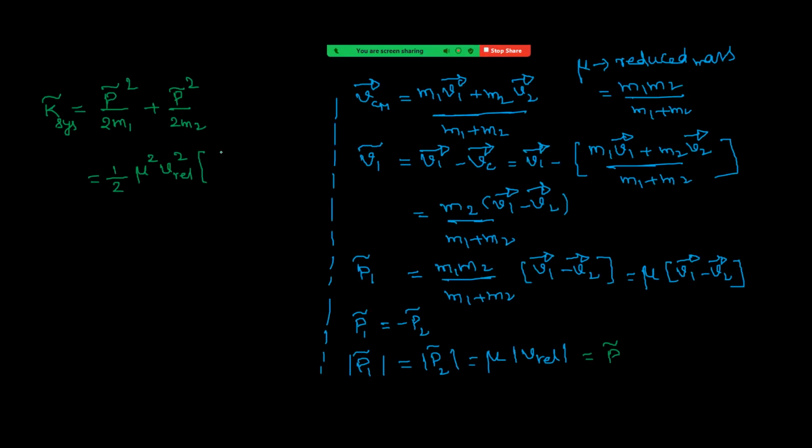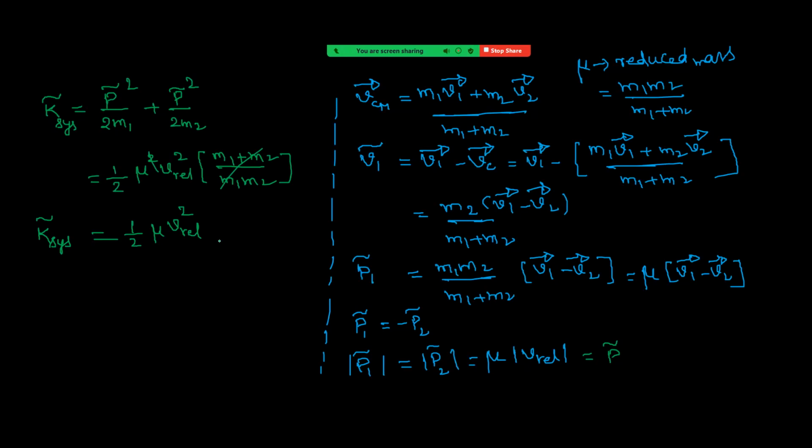It becomes m1 plus m2 upon m1 m2. Check it once. 1 by m1 plus 1 by m2, right? And see, this is nothing but 1 by mu. So one mu gets cancelled here. Remaining is half mu V relative square. That is now the kinetic energy of the system in the center of mass frame.